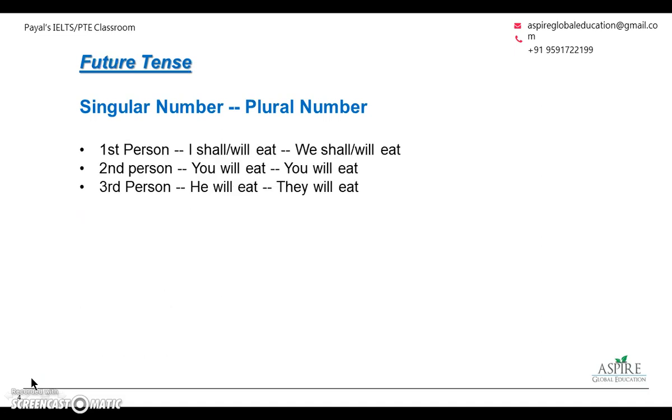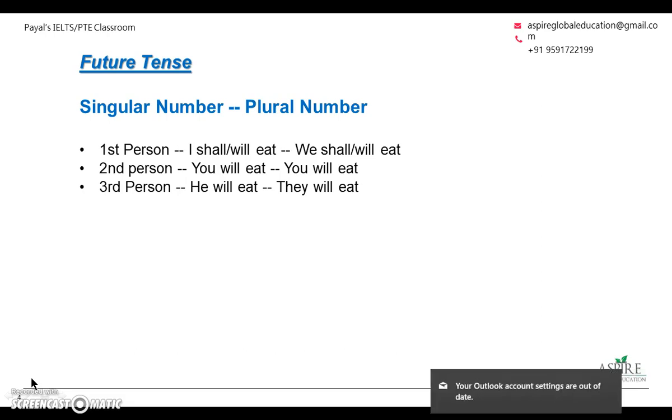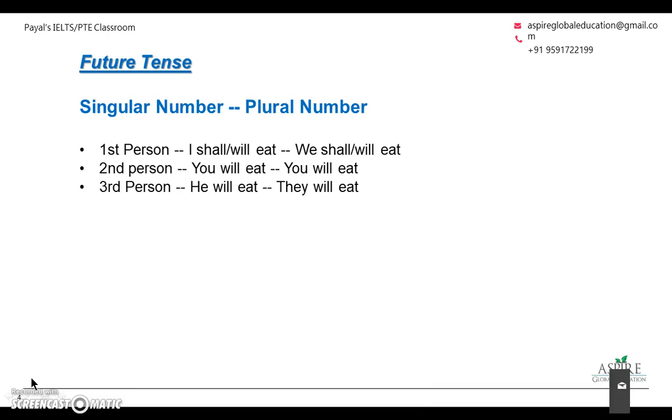So your future tense is basically denoted by will or shall, which are mostly interchangeable. The word will is more definite than shall because shall also talks about possibility. It may not happen, but will is definite. So for the first person, I shall or will eat. This is in singular. In plural, we shall or will eat. Second person, you will eat. This is same in singular and plural. In case of third person, he will eat. And in case of plural, they will eat.